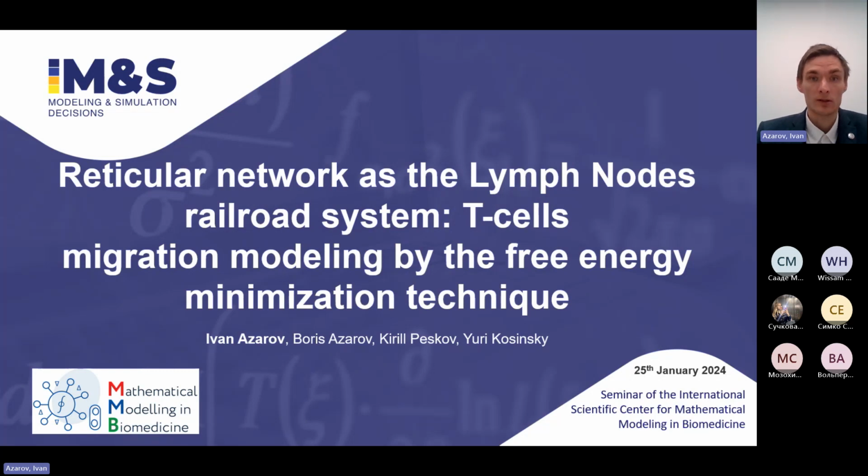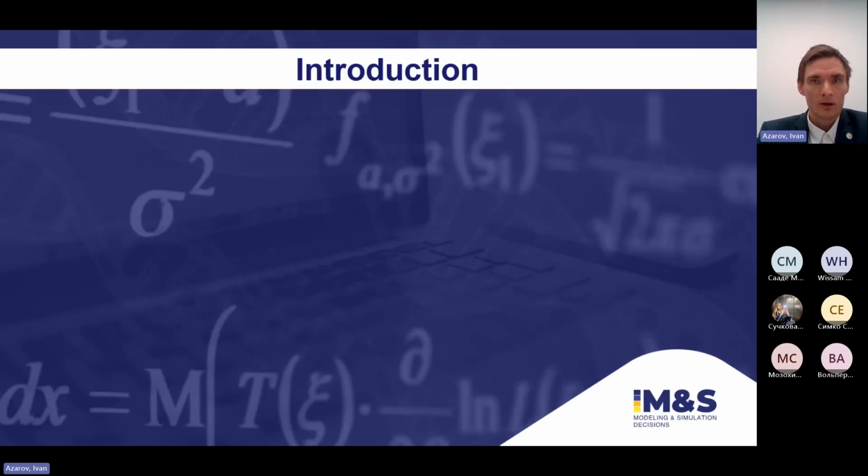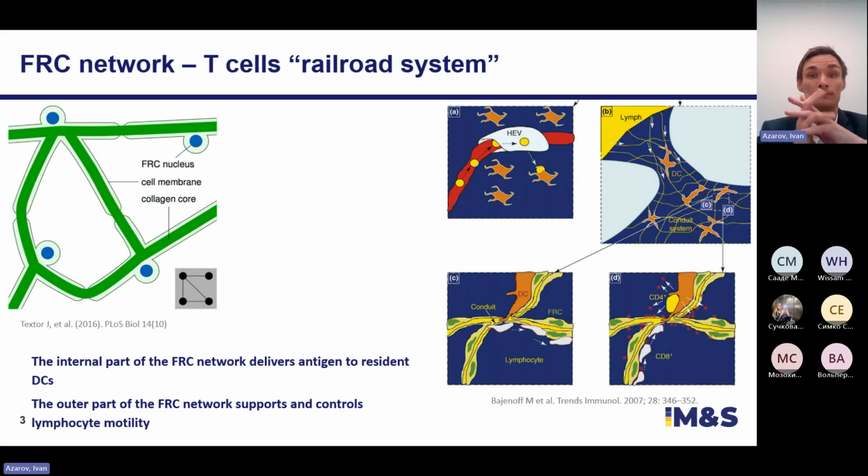And today's work is also about T-cell migration along special structures, fibroblast reticular network. These structures we can observe in lymph nodes, and my dear colleagues, my co-authors, and I prepared some calculations and thoughts about this. First of all, fibroblast reticular network is a T-cell railroad system, and it plays a very important role for the immune system and especially in lymph nodes.